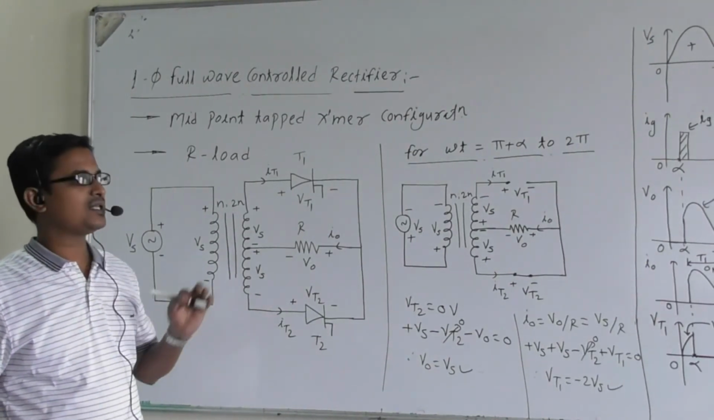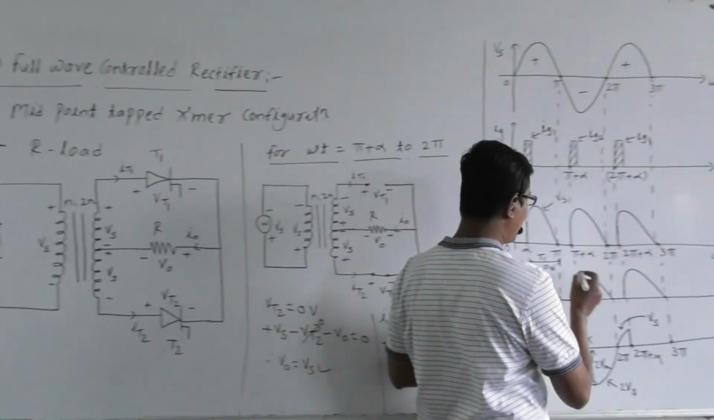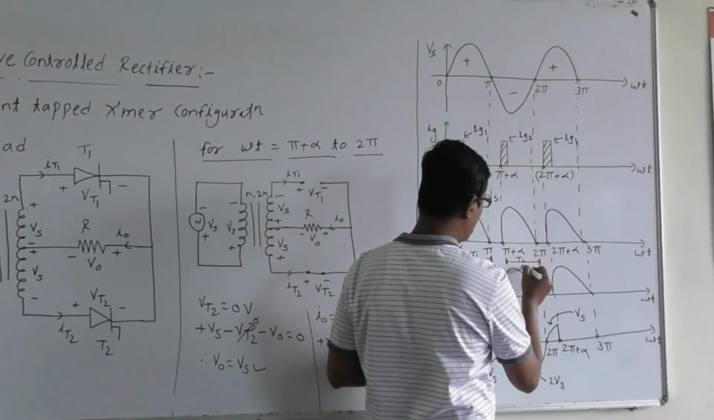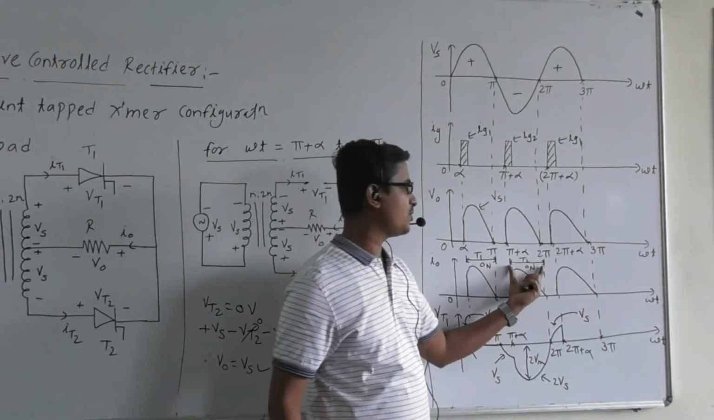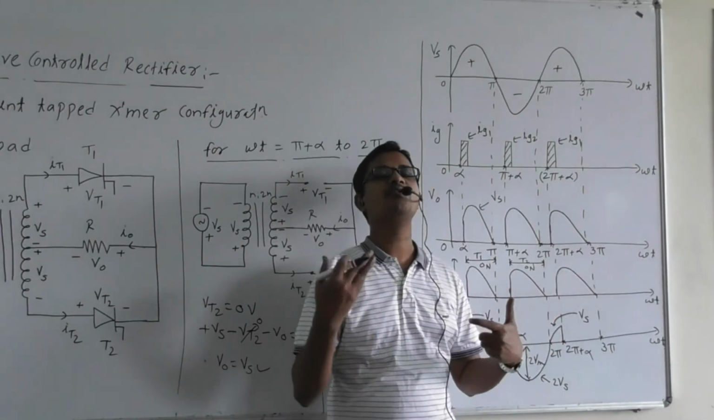Okay, now let us derive the expressions. Or before that, yes, pi plus alpha to 2 pi, which thyristor will be in the on state? It is T2, right? T2 is in the on state. So during this interval, T2 is in the on state. Again, 2 pi plus alpha to 3 pi, T1 will be in the on state, right?